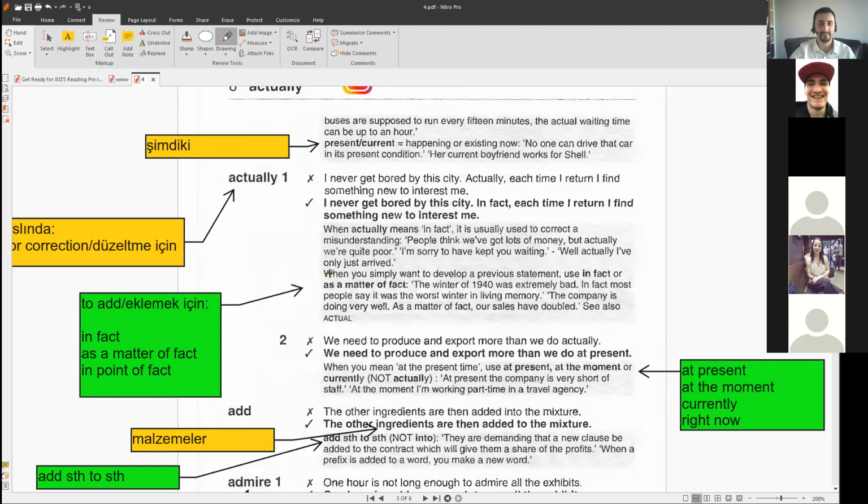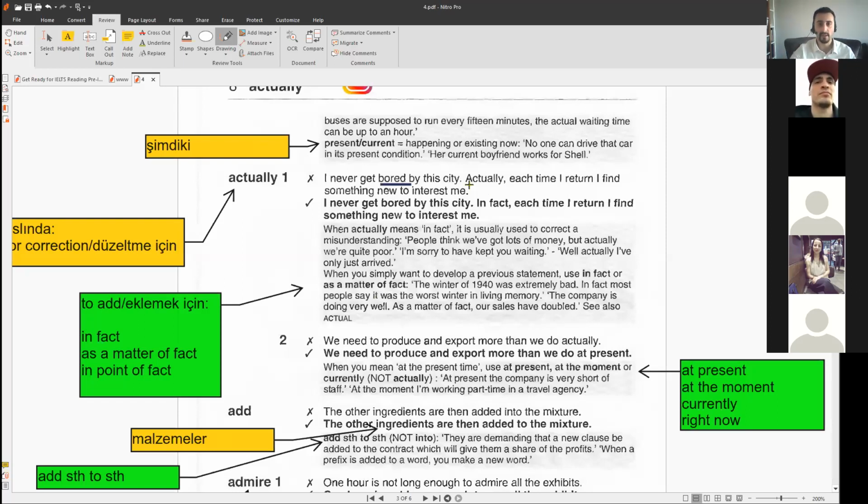I never get bored by this city. Actually, each time I return, I find something new to interest me. I never get bored by this city. In fact, each time I return, I find something new to interest me. Thank you so much. I never get bored. Like we say blackboard, whiteboard, the pronunciation is the same, bored. I never get bored by this city.